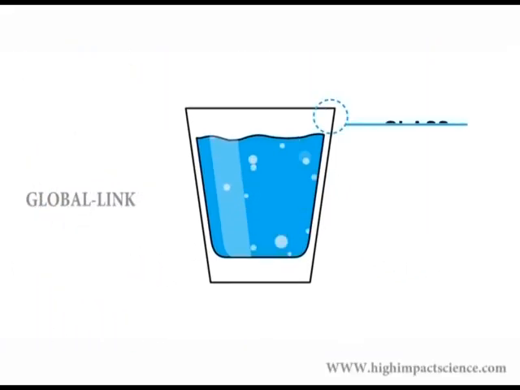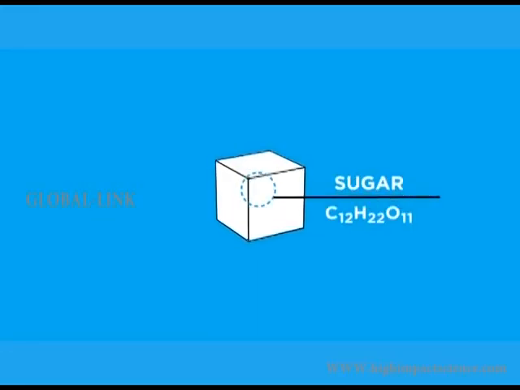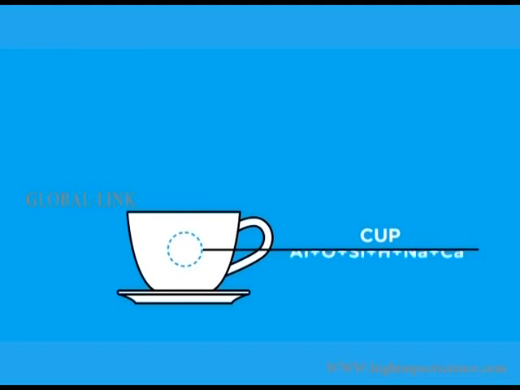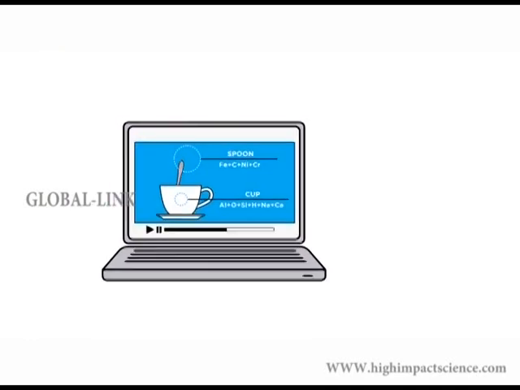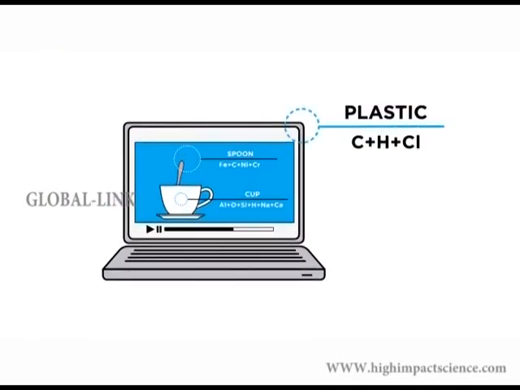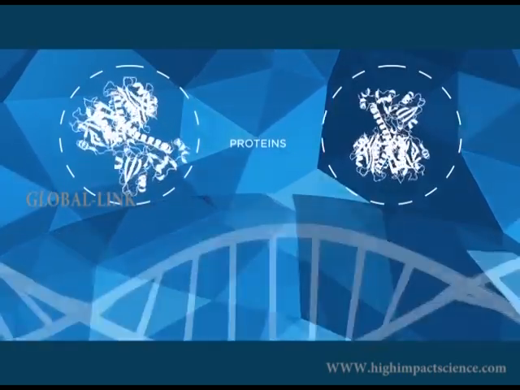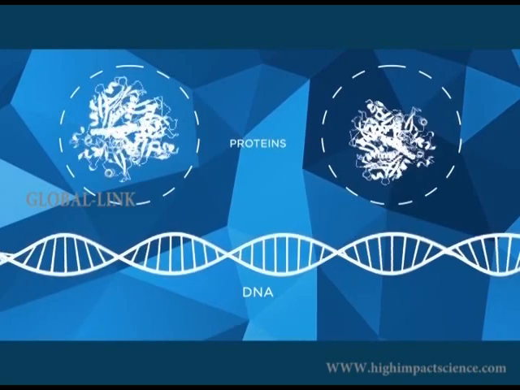The glass we drink from. The sugar in our coffee. The coffee itself. The cup and the spoon. The plastic our computer is made of. Proteins and DNA. Everything around and inside us are atoms combined.